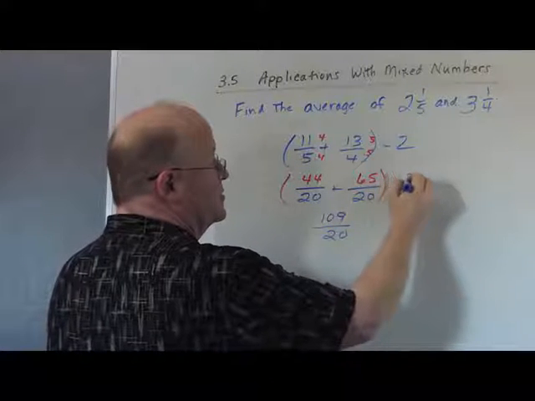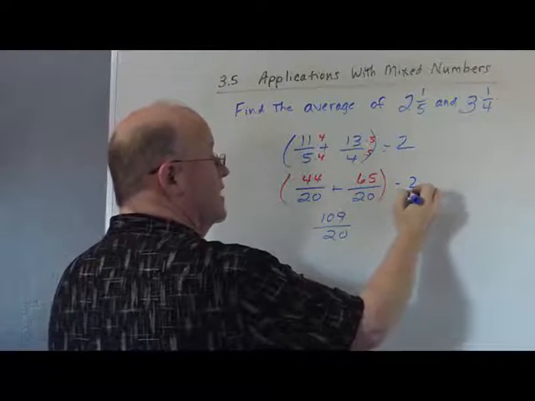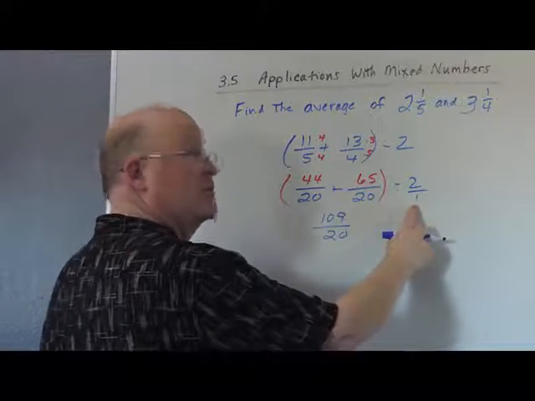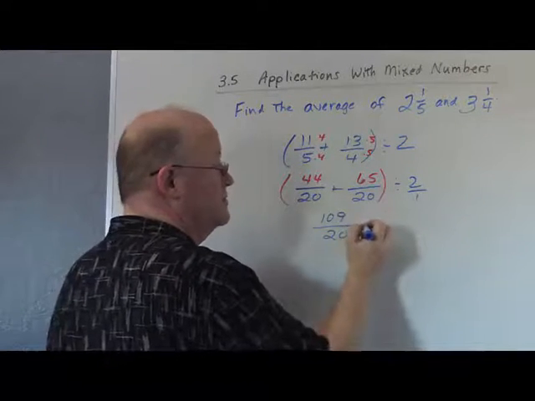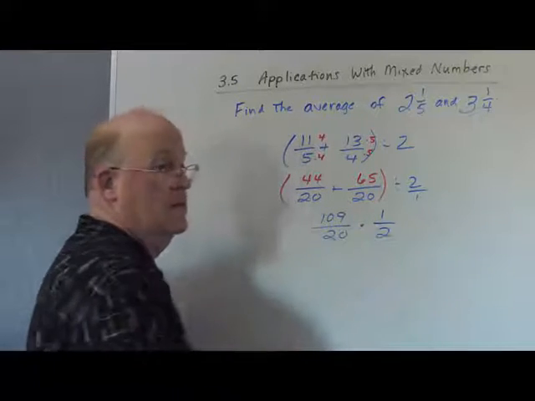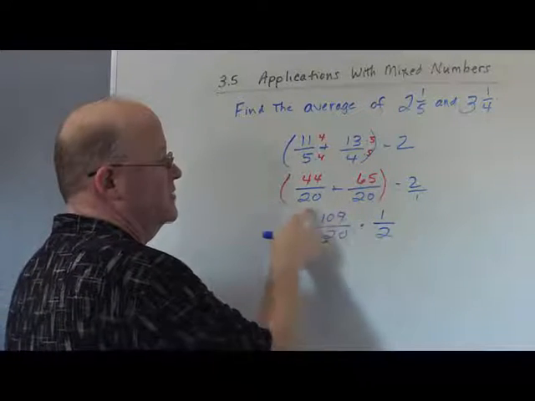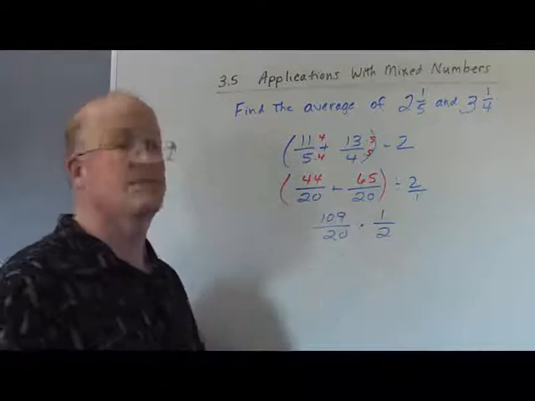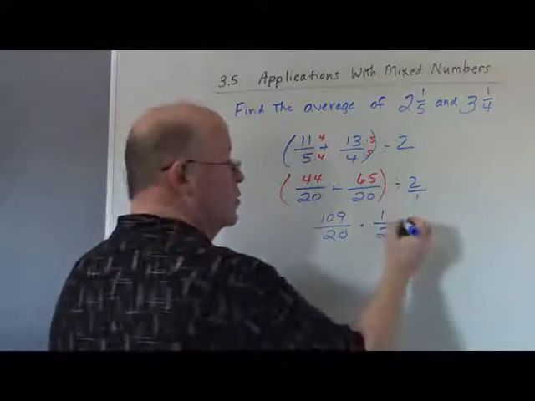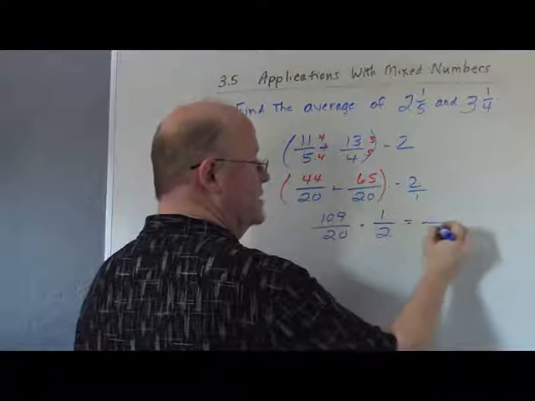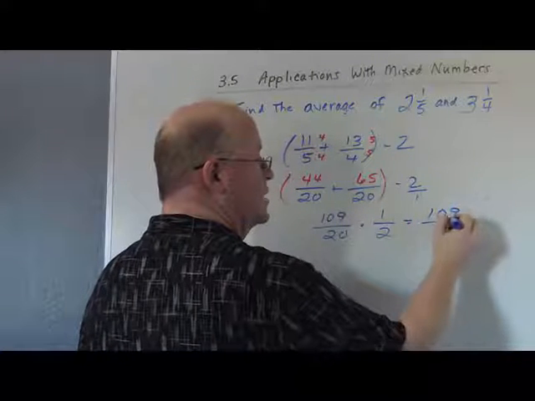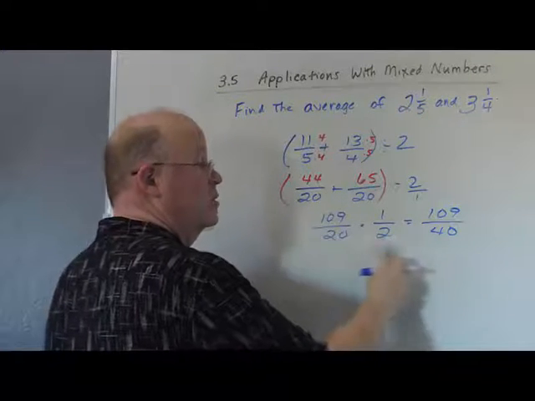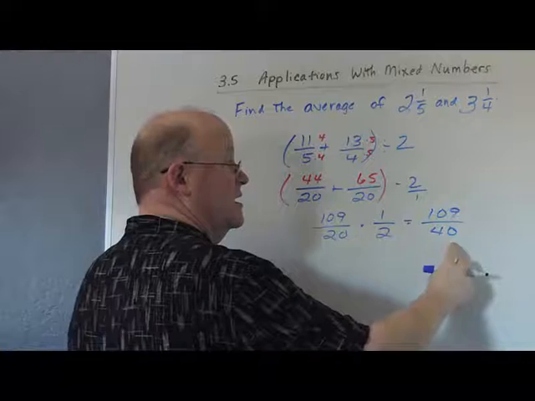Now, we've got to bring down our divide by 2, which is really a divide by 2 over 1. And whenever we divide by a fraction, we learned this in the last chapter, we multiply by the reciprocal. Now, we would check to see if we can cancel on the diagonals here, but we can't, and neither fraction can be reduced as is. So we're just going to multiply straight across and get 109 over 40. You do not need a common denominator when you're multiplying fractions together.